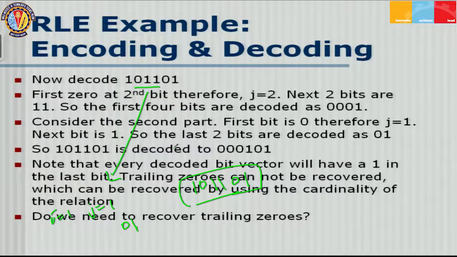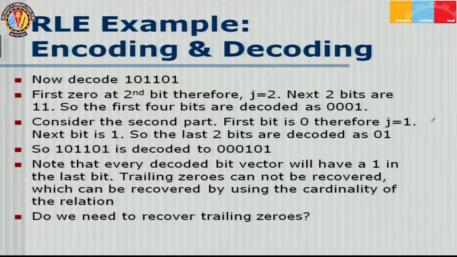So now how do I go back and decode? There are 2 steps in any encoding or compression scheme, and that is compression and decompression, encoding and decoding. So we talk about encoding and decoding for run length encoding. The encoding part we have just seen. So now let us look at the decoding part.